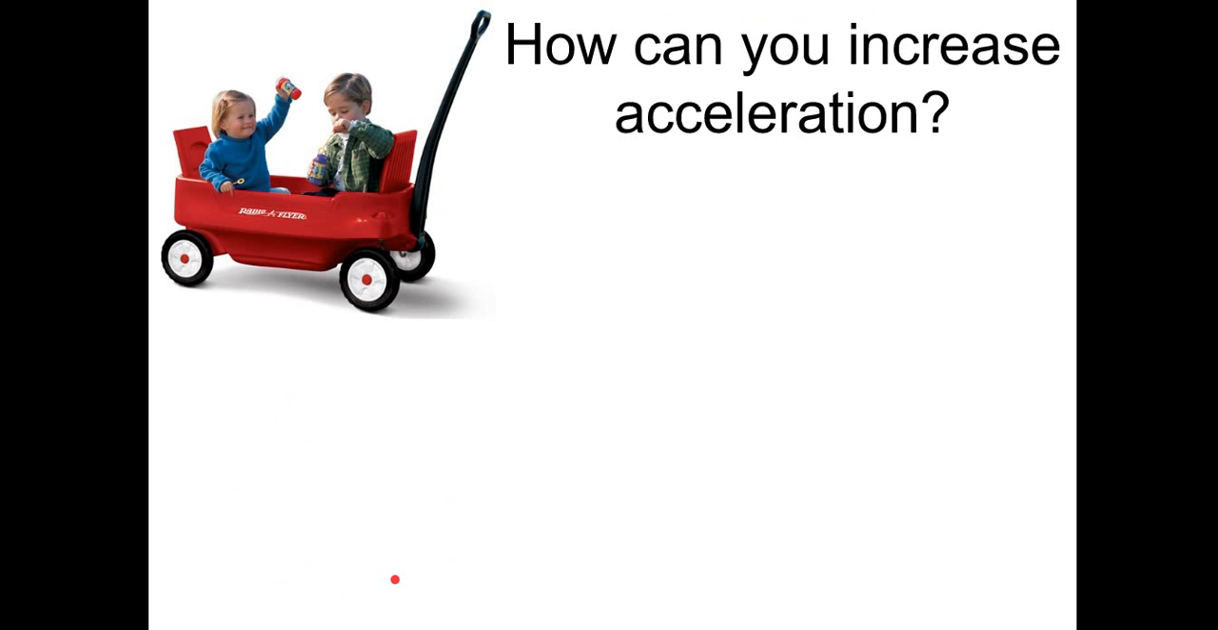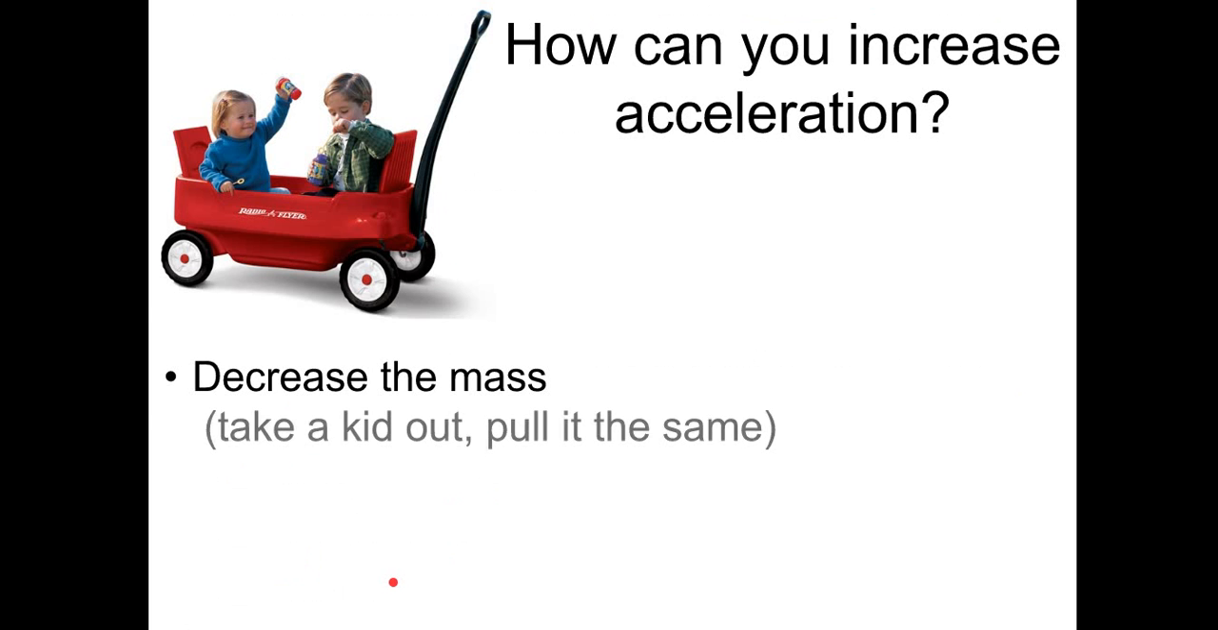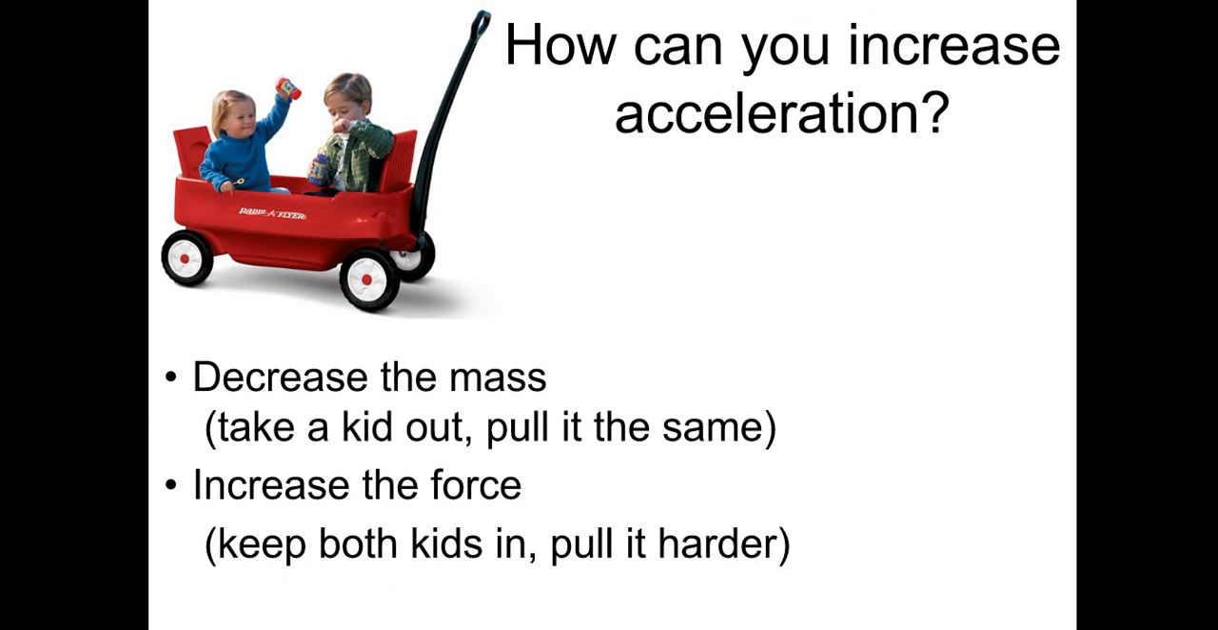The first thing is I can decrease the mass. So that means I can take a kid out, right? And pull it the same way with the same amount of force. So I take one of those kids out and I start pulling that wagon with the same amount of force. It's going to go faster because it just is. And the second thing I can do is I can increase the force. I can keep both kids in it and I can just pull it harder.